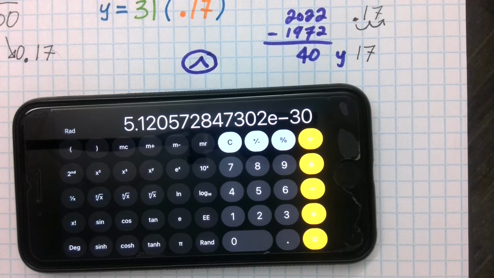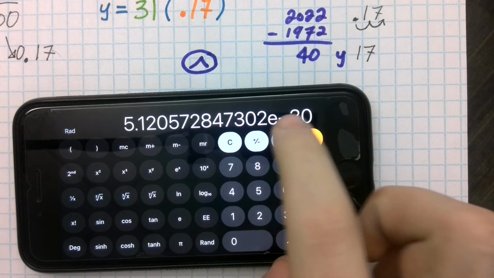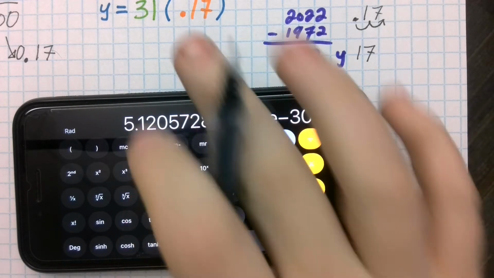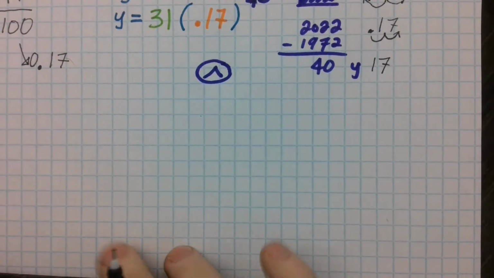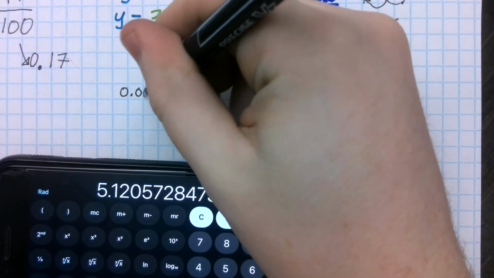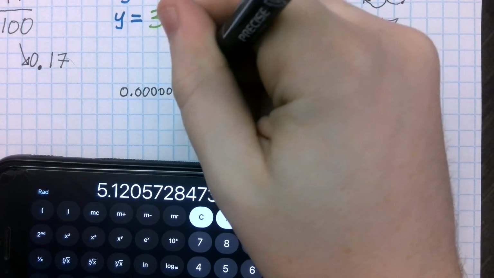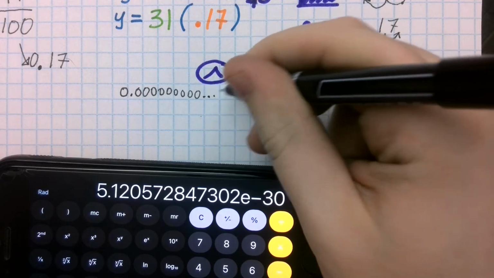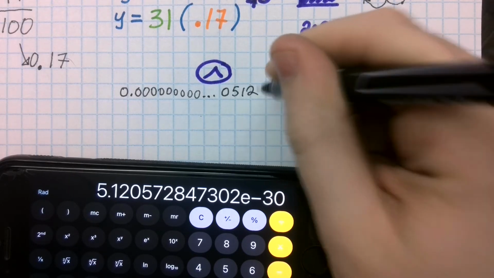This is something that you might have learned in middle school, but probably not. This is called scientific notation. And the E with a number after it tells you either how many zeros are after it, or if it's a negative number, how many zeros are before it. So this number will give us something along the lines of 0.000000000, 30 zeros, because of the negative 30, 512.